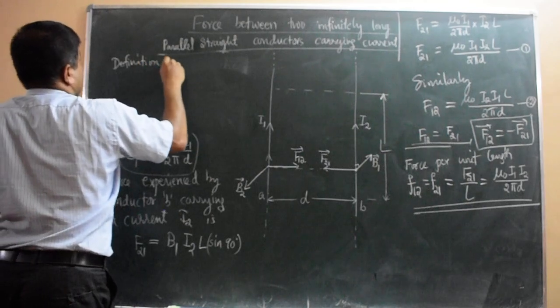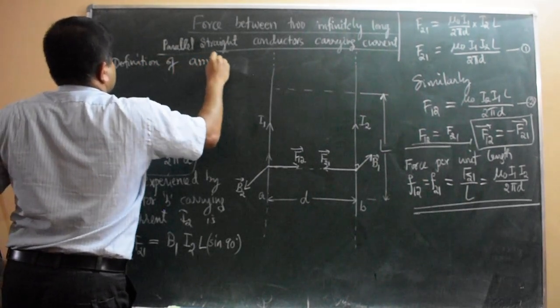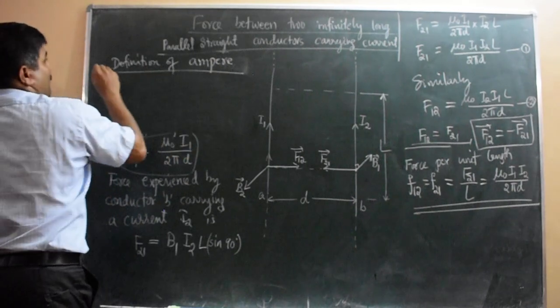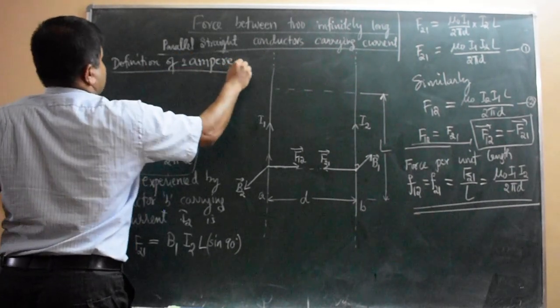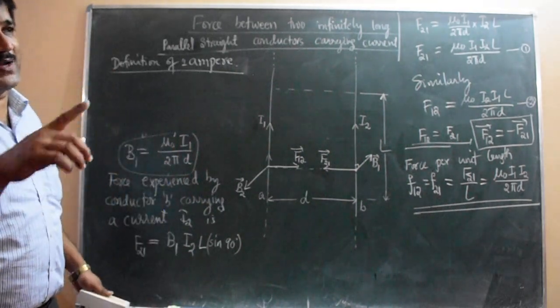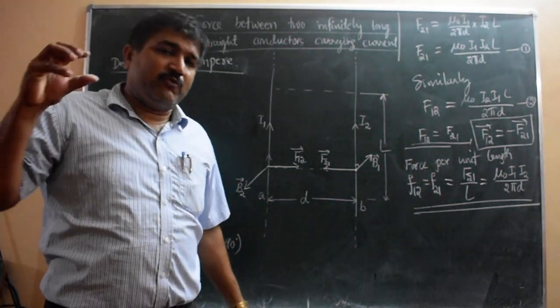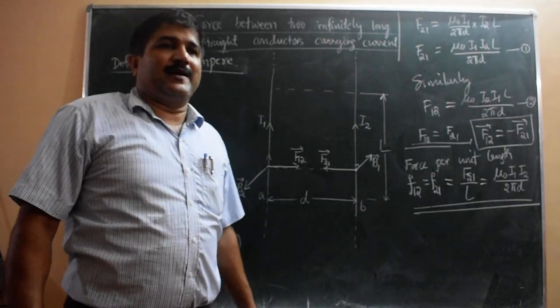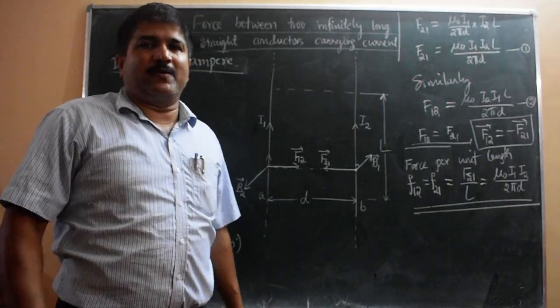Definition of ampere. Definition of 1 ampere: I can say unit of current. The SI unit of current is ampere. 1 ampere is equal to 1 coulomb per 1 second. If 1 coulomb of charge flows in a conductor per 1 second, then we can say 1 ampere.